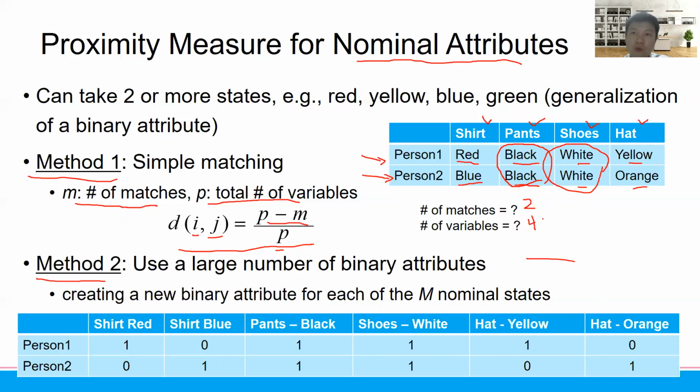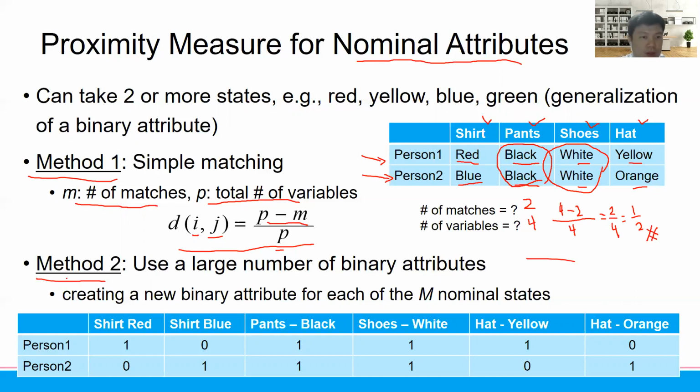Okay, now how can we apply the formula? We can see P is the total variables and M is the total matches. So we have 4 minus 2 divided by P. P is 4. Okay, so it means we have 2 divided by 4. Then the result will be half. So the distance or the proximity measure equals half.